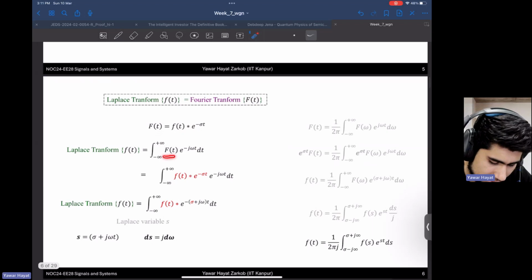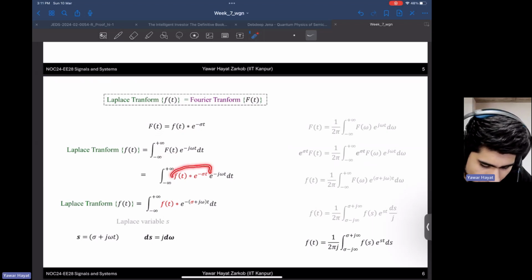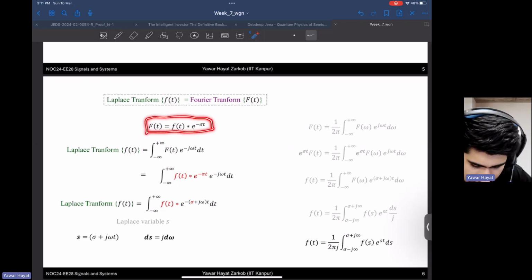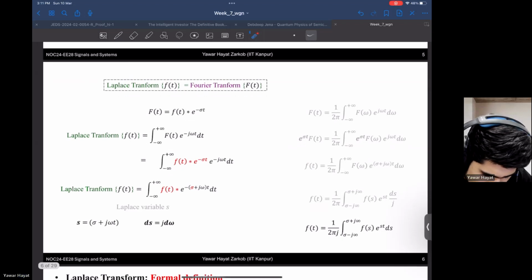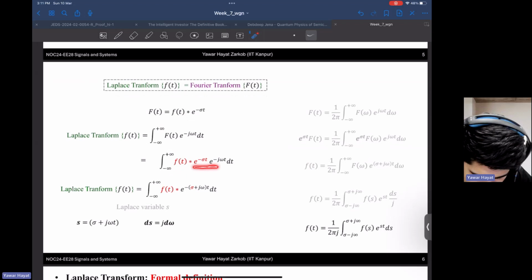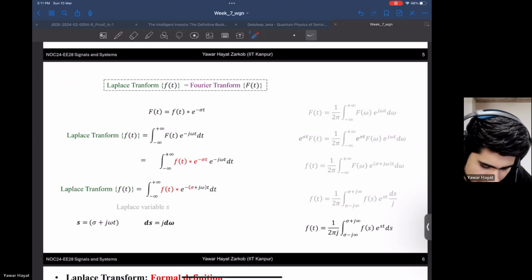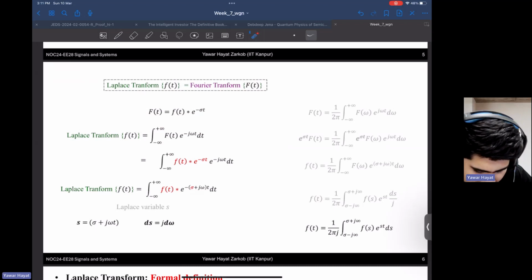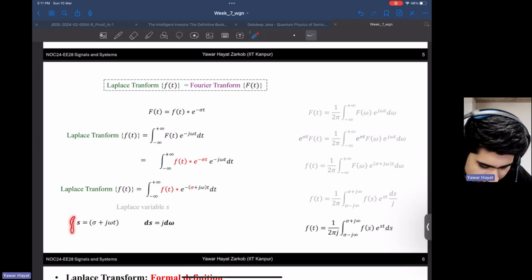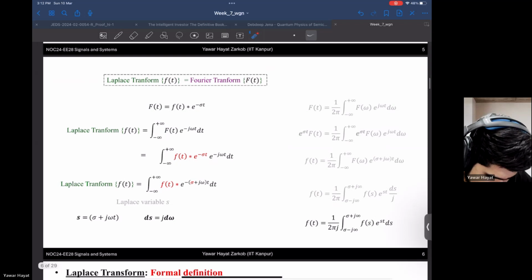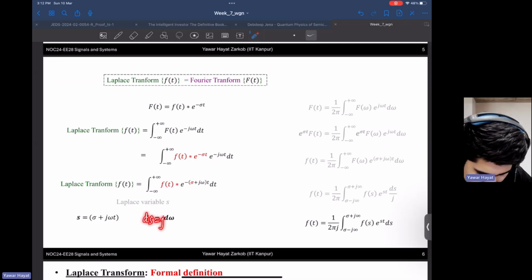Right. Then I'll replace this capital F of t by this small f of t exponential of minus sigma t, because capital F of t is equal to that. Then I'll club these exponentials together. I'll get exponential of minus sigma plus j omega t dt. This sigma plus j omega, I'll then denote by the Laplace variable s, such that s is sigma plus j omega. Note the differential of s is j times the differential of omega, right?